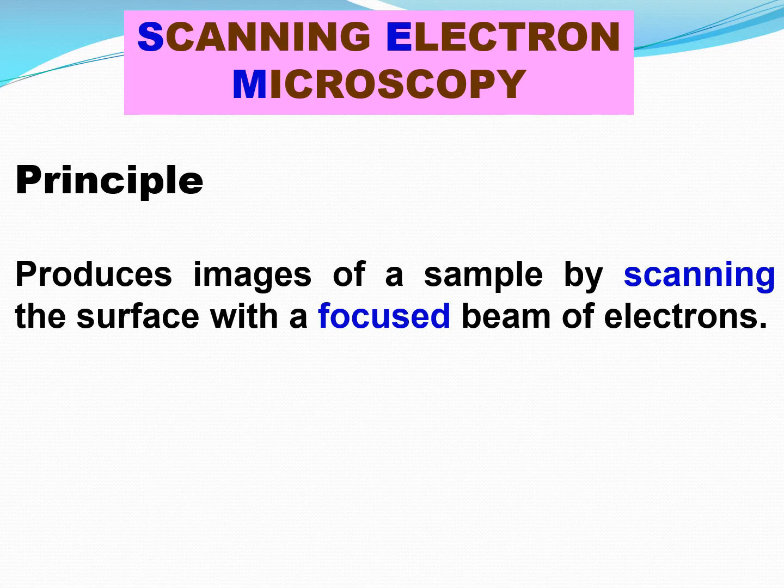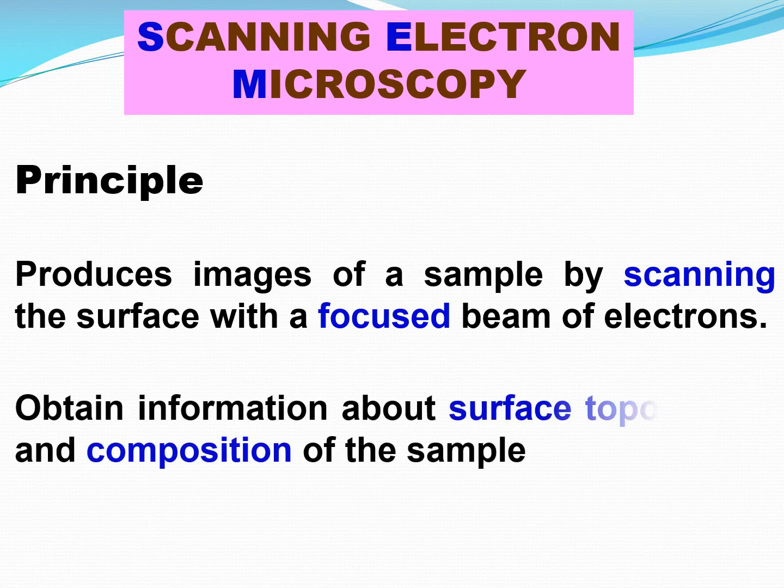What is the advantage of that? We can get information about surface topography and composition. Surface topography means the particle size and the distribution of the elements. All these things we can understand, everything about the surface, like a geography. How is the surface? Is it a plain surface, or is it porous in nature? Are there holes on the surface? Everything we can understand.